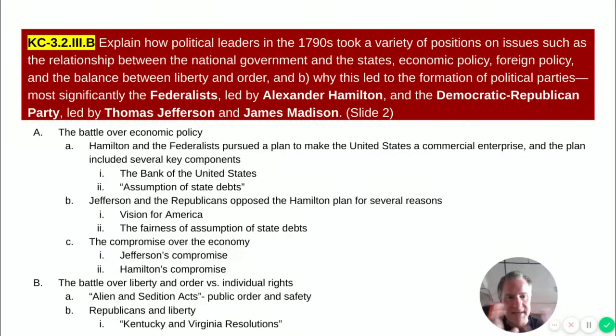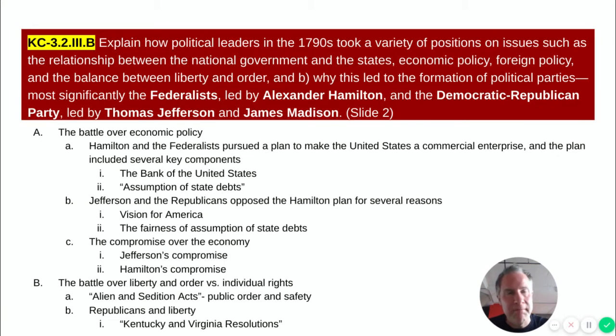So the two sides immediately clashed over economic policy because Hamilton and the Federalists proposed this plan to shape the United States into becoming a commercial economy. They wanted us to be a nation of business, modeled after Britain. And that plan had two key components that Hamilton said were essential, and he threw these to George Washington.